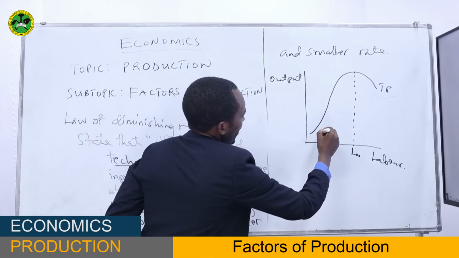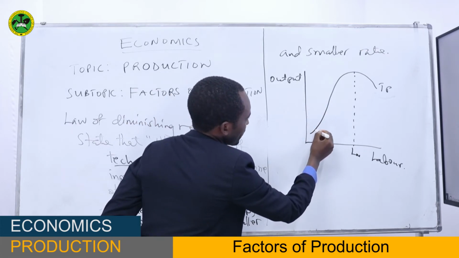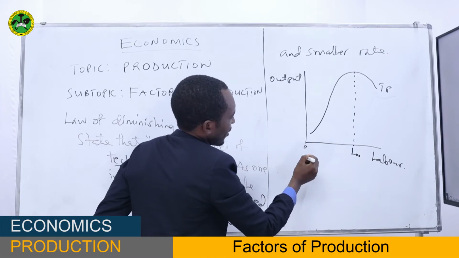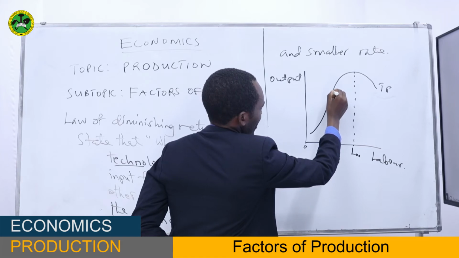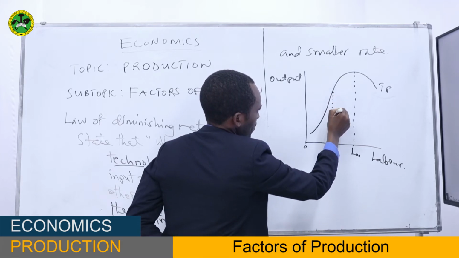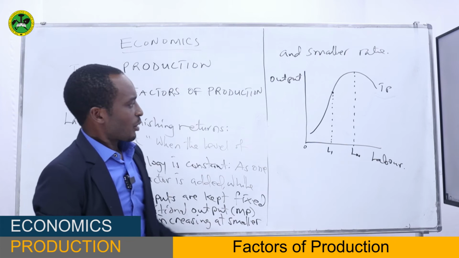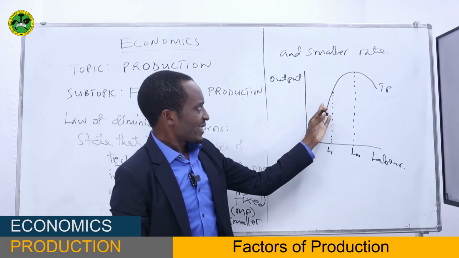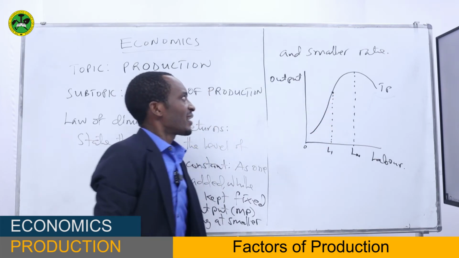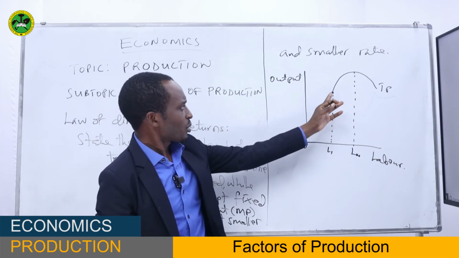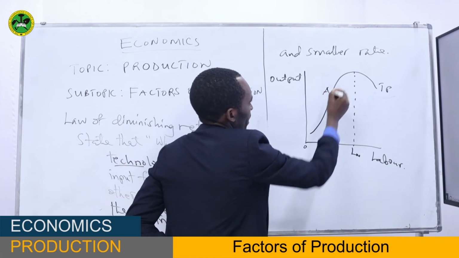Now, when this total product is increasing at an increasing rate, let's say from O to a certain point, up to L1, say. So the output is increasing at an increasing rate, and at this point the output starts to increase at a decreasing rate. So the law of diminishing returns will start to operate at this point, let's say at a point A.